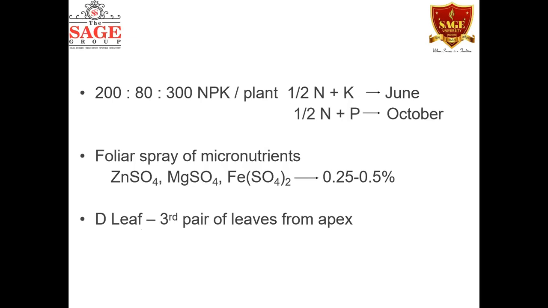Here foliar spray of micronutrients they have recommended, like zinc sulfate, magnesium sulfate, ferrous sulfate. This will be very helpful. Otherwise, there is a bronzing like disorder. Guava plants are very susceptible to that type of disorder, and this is especially very common in South Indian states. For that, it is micronutrients we need to take care about, and we have to supply them as and when necessary.